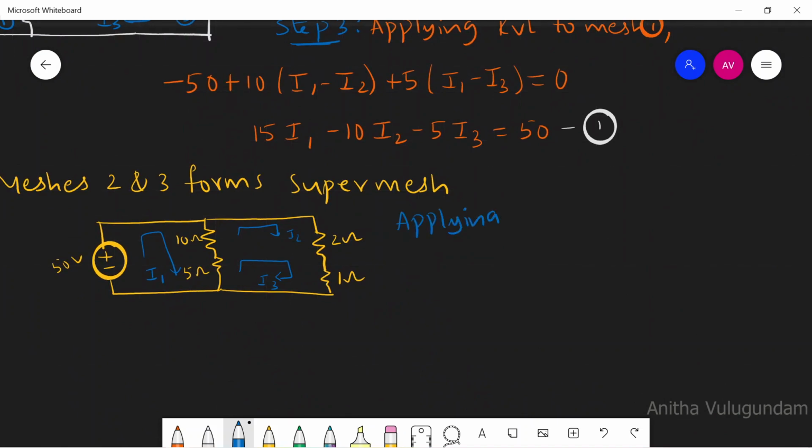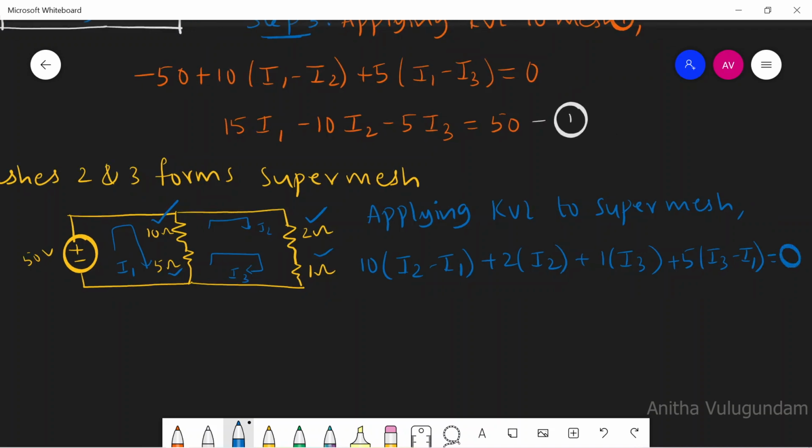Applying KVL to the super mesh. Meshes 2 and 3 form a super mesh. Let us start with writing the voltage drop across the 10 ohm: 10 into (I2 minus I1), plus 2 into I2. Next, 1 ohm: plus 1 into I3. Next, 5 ohm: plus 5 into (I3 minus I1), equal to 0. This equation can be rewritten as minus 15 I1 plus 12 I2 plus 6 I3 equal to 0. Let this be equation number 2.